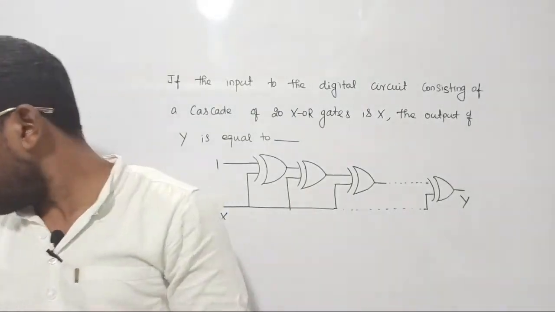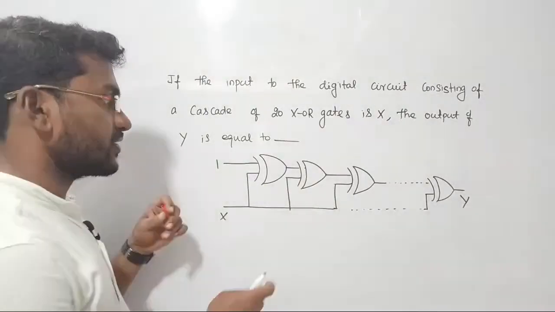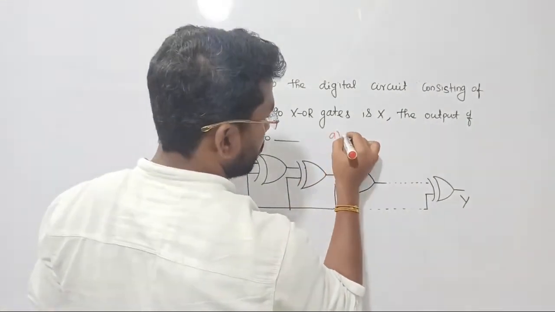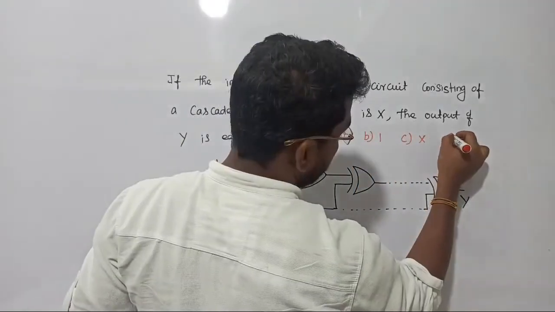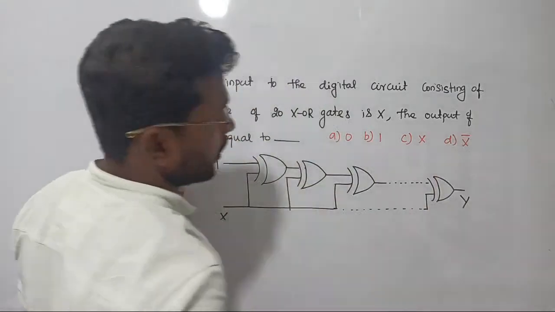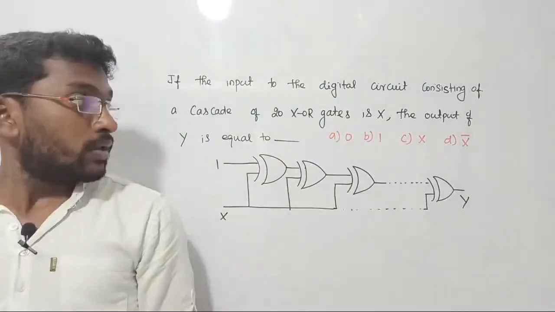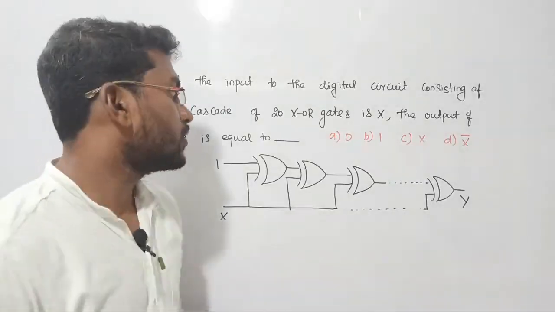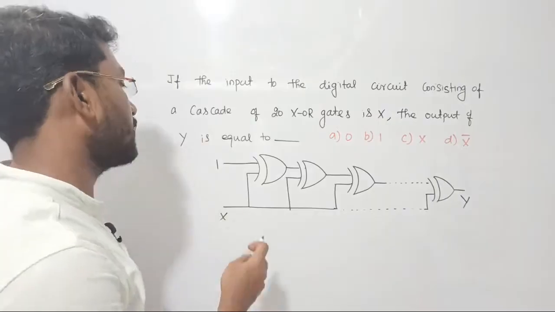So let me write down the options for you all. Options are 0, 1, X, X bar. Option A is 0, option B is 1, option C is X, option D is X bar. Can you please tell me the answer now? The answer that I am expecting is from your side. Okay, let's see, let me prove it.